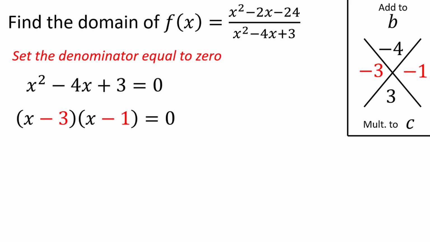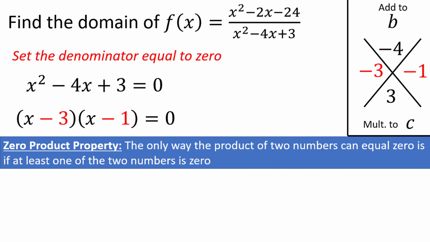We have x minus 3 times x minus 1 is equal to 0. Now, you might be familiar with the zero product property, which says that the only way the product of two numbers can equal 0 is if at least one of the two numbers alone is equal to 0. Written out, the zero product property says that if a times b is equal to 0, then either a or b is equal to 0.